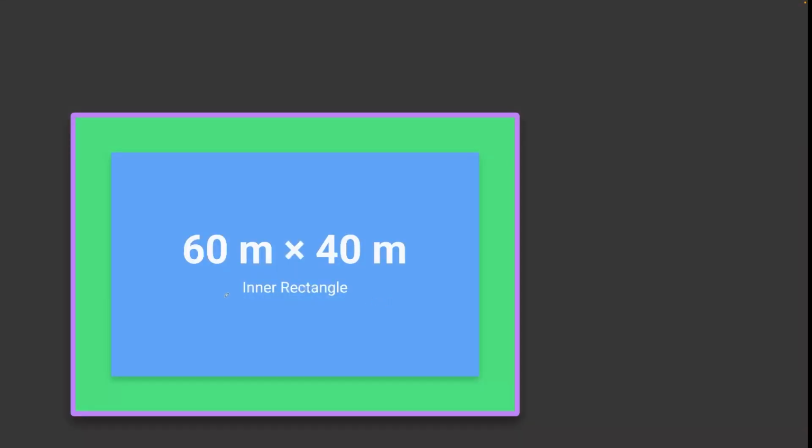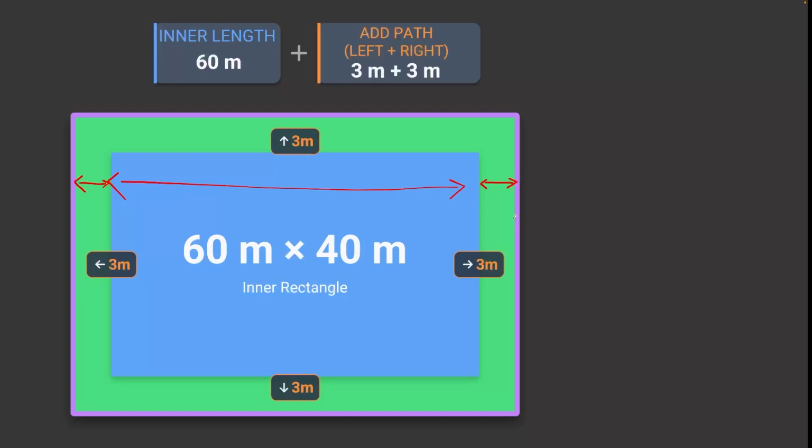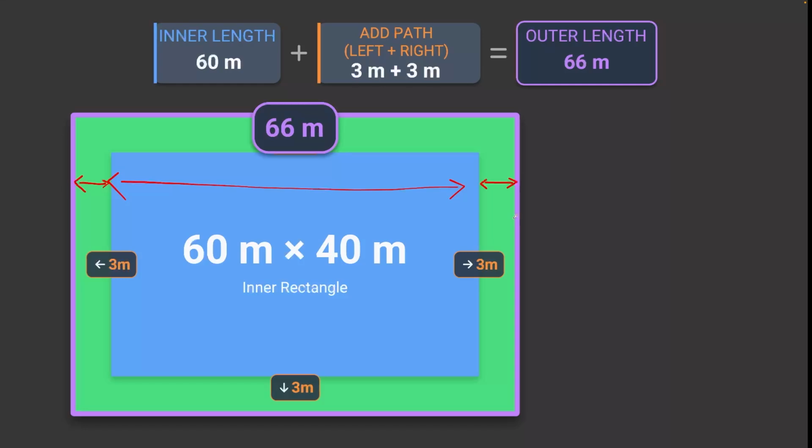Now we know that the inner area is 60 by 40, and we also know that the width of the path around the inner area is 3 meters. So how do we find the entire length? We know that this is 60, and this bit is 3, and this bit is also 3. So what will be the total length? That would be 60 plus 3 on both sides, which gives you 66 meters.